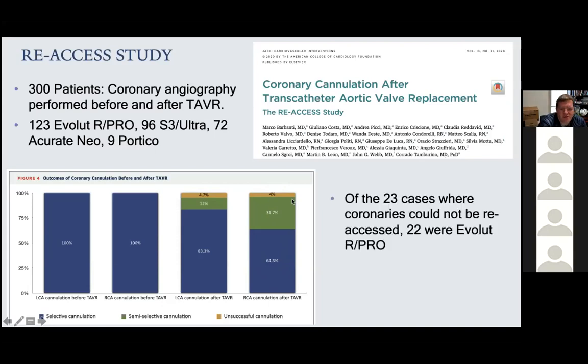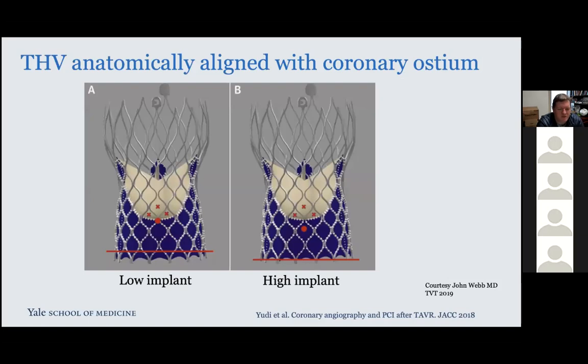I think what's important to note here is that of the 23 cases where the coronaries could not be reaccessed, 22 of those were with the Evolut valve, which is a supra-annular valve. And the reason for that, we've come to learn more and more now. So if you imagine right now that you're sitting in the distal left main and you're looking out the coronary ostia. So you're looking out towards the aorta and somebody's just put a valve in front of you.